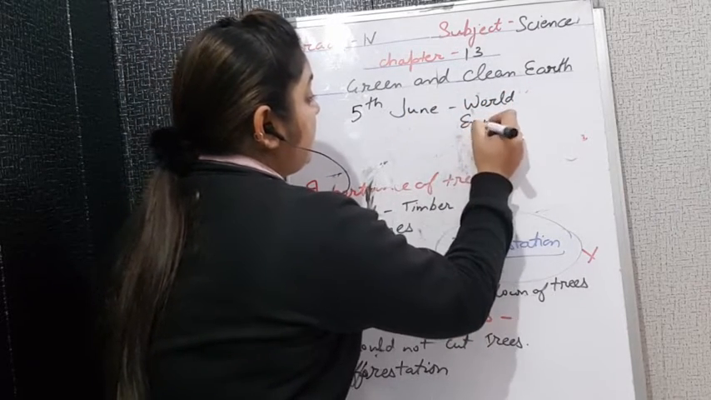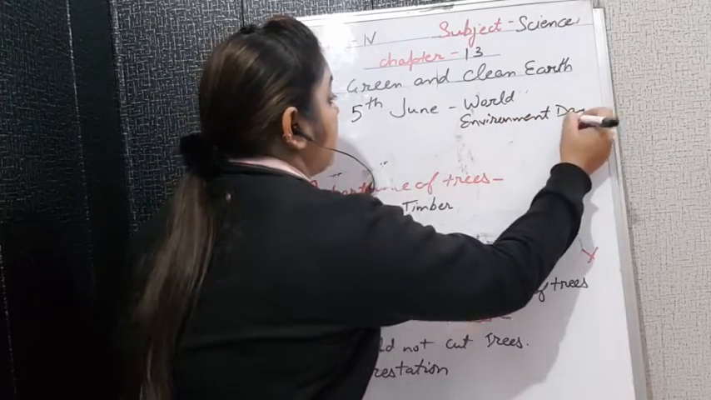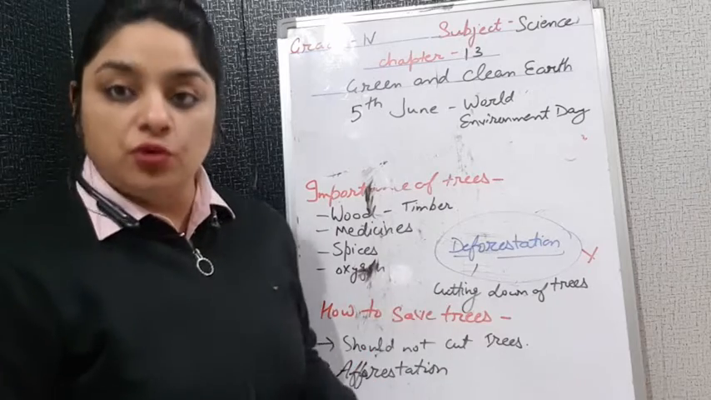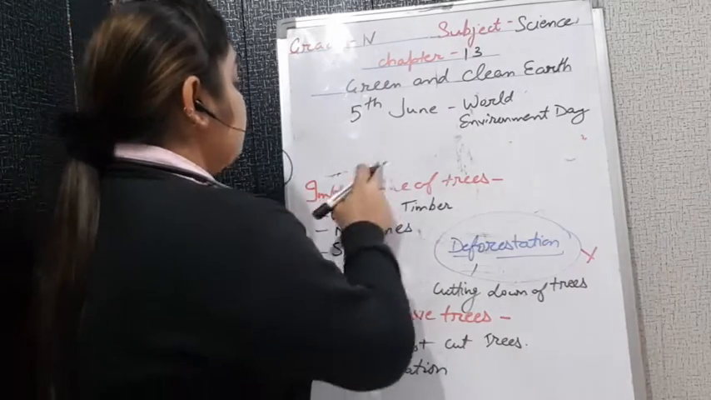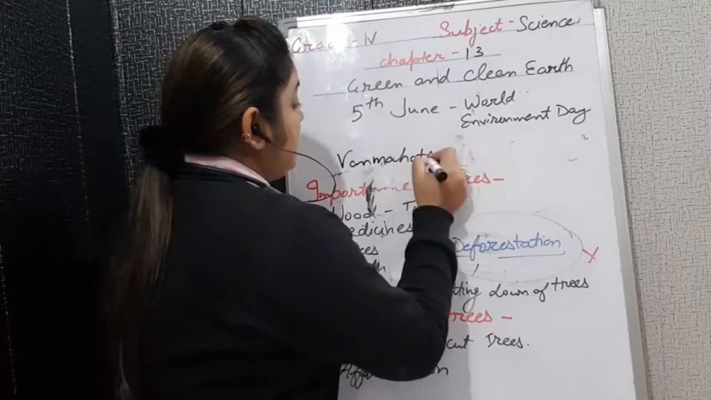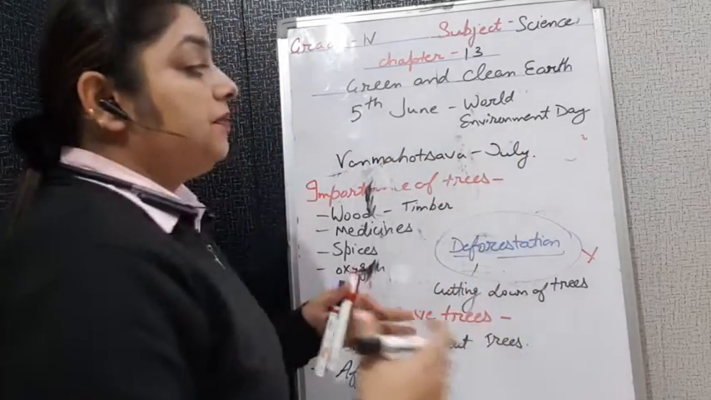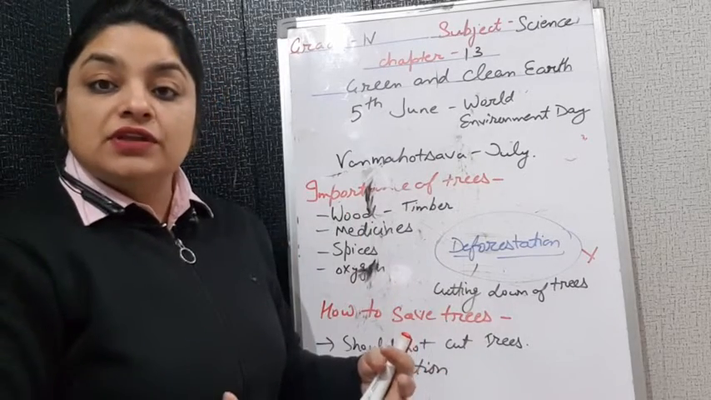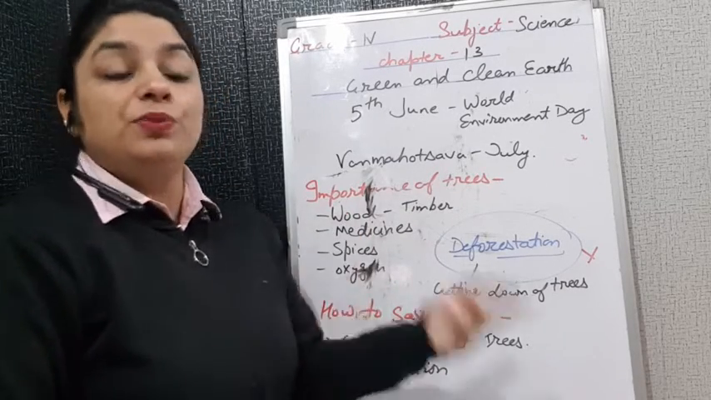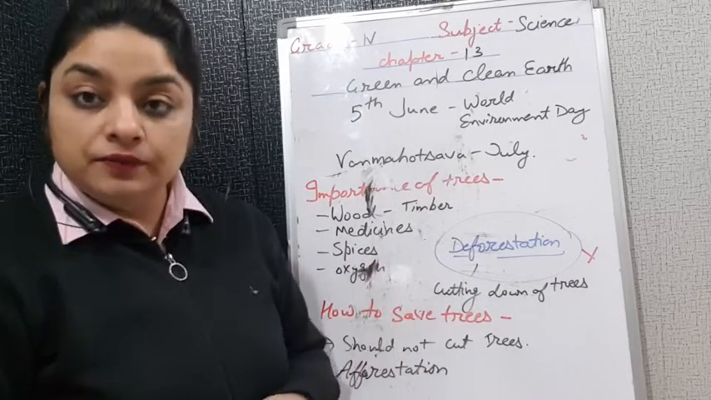World Environment Day is celebrated just to make everyone aware about the importance of the trees, to encourage everyone to plant more and more trees. And in India, Van Mahotsav is celebrated every year in the month of July, when everyone plants more and more trees. Other programs are also kept to encourage everyone to plant more trees and take care of them. So these are the few things which we can do.